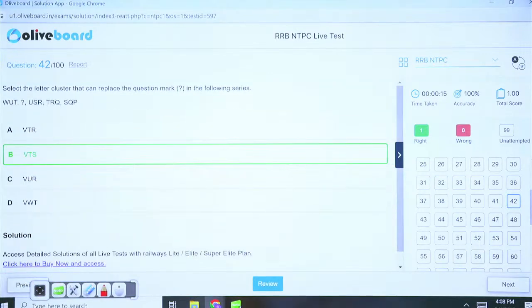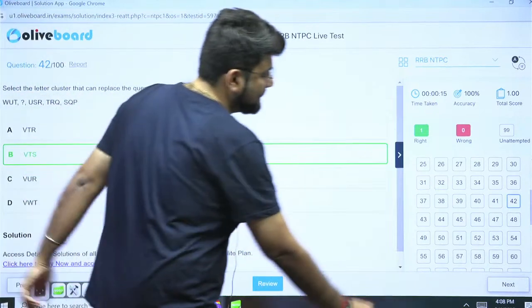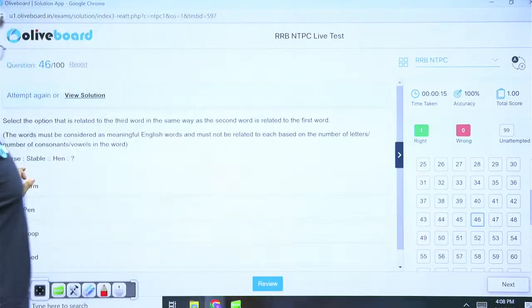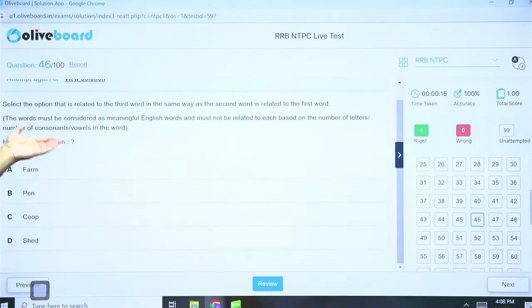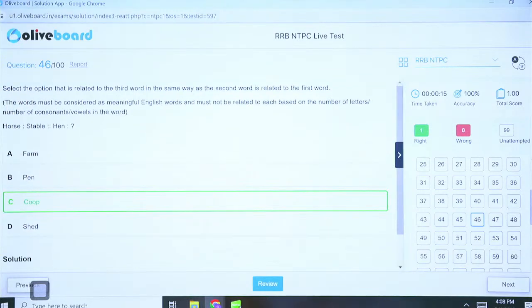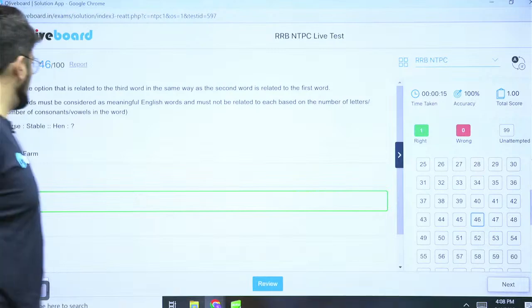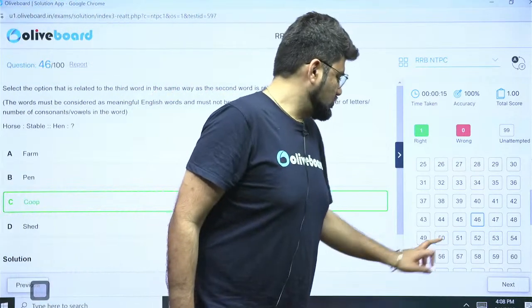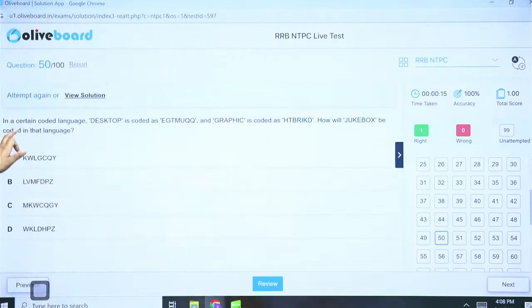Okay. Next, 46. Horse, stable, hen what? Horse, the area of residence is known as a stable. A hen, area of residence is known as a coop. Option C is the correct answer. Hen live in coop. 50. Very easy question so far. I cannot see a challenge anywhere.